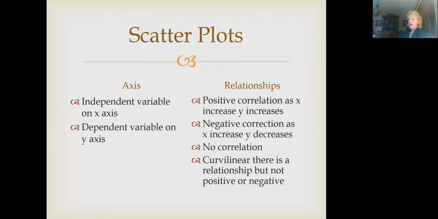As you look at the scatter plots, you notice the independent variables on the x-axis and the dependent variables on the y-axis. And then you look at the positive and negative correlation. A positive correlation: as x increases, y increases. A negative correlation: as x increases, y decreases. No correlation: they were scattered all over in that plot. There was no rhyme or reason. Curvilinear suggests there is a relationship, but it's not positive or negative.